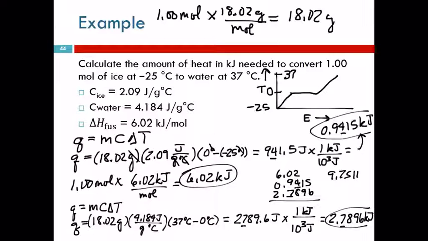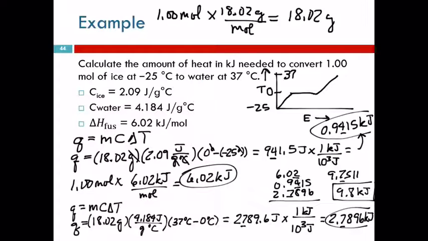Thank you. Now, significant figures, we were adding. So 6.02, the uncertain digit is going to be the last one. That's the second decimal place, and this is the second decimal place, and this is the first decimal place. So I'm going to round this off to the first decimal place, and we're going to end up with 9.8 kilojoules of energy needed to take a 1 mole ice cube from -25 and heat it up to 37. Why you would want to know that, that's another question, but there it is, just in case you were wondering.